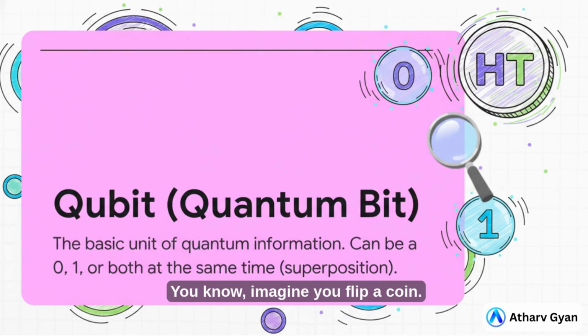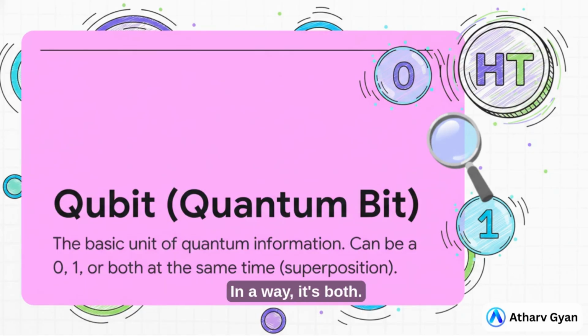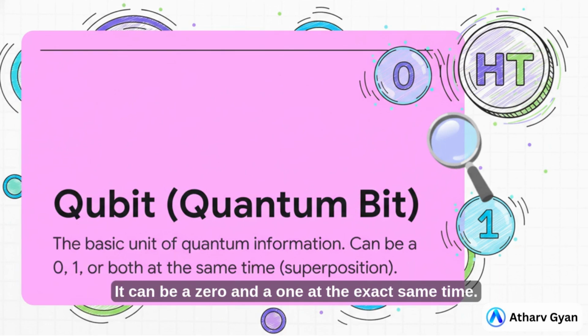You know, imagine you flip a coin. While it's spinning in the air, is it heads or tails? In a way, it's both. A qubit is just like that spinning coin. It can be a 0 and a 1 at the exact same time. And that wild property? It's called superposition.